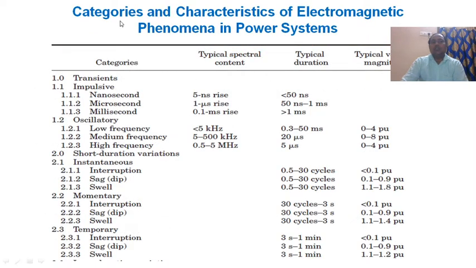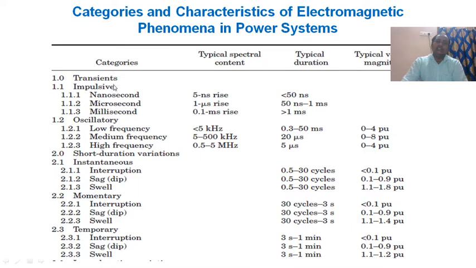So now we discuss the categories and characteristics of electromagnetic phenomena in a power system. What are the categories for power quality disturbances? What are the characteristics? Characteristics means typical spectral content, typical duration, and typical voltage magnitude: how much the voltage variation occurs, how much duration there is, and how much frequency content there is. So the first category is transients.